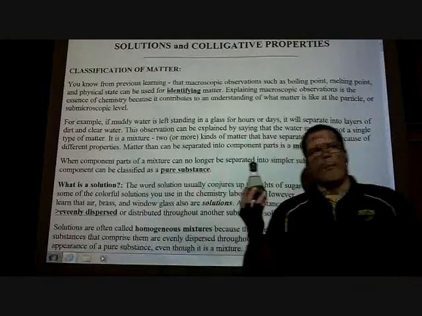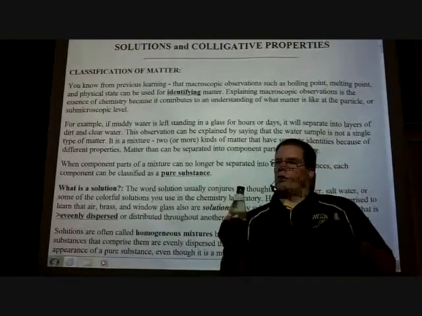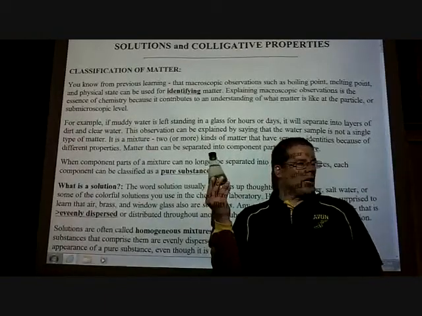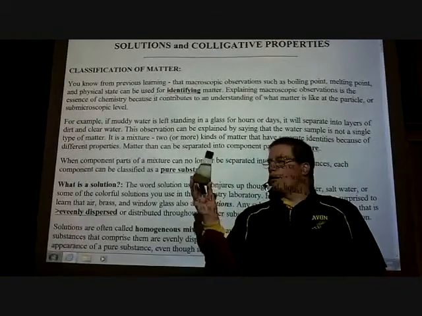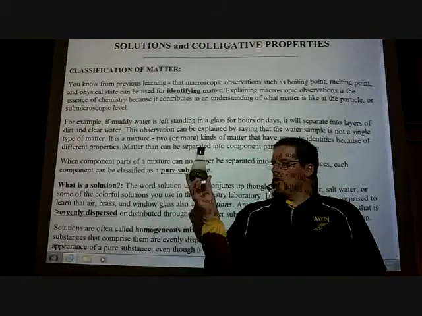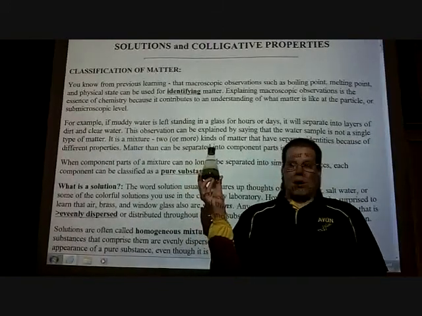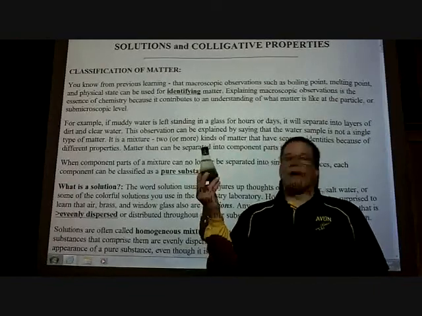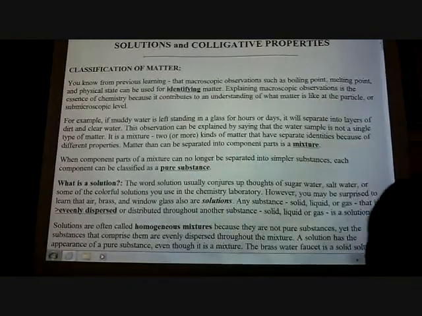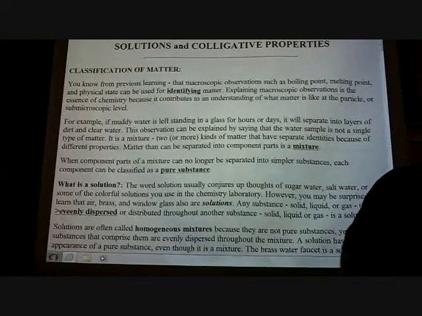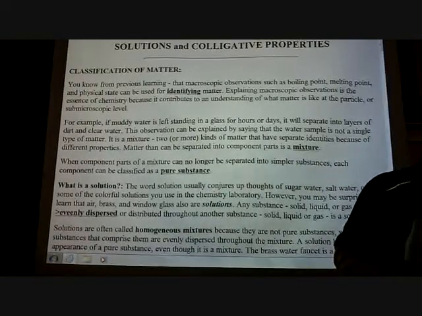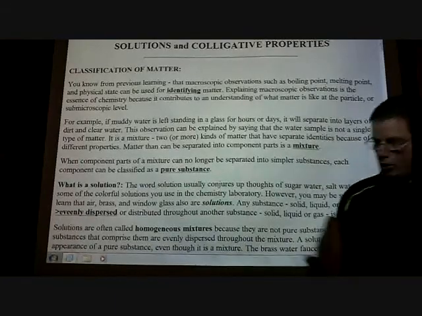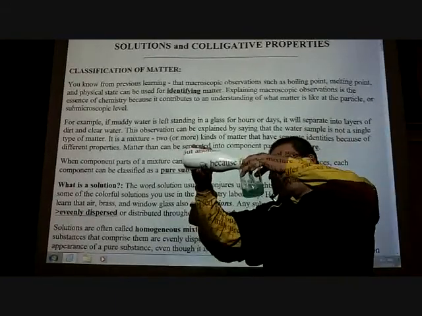Kind of, yeah. Also, when we talk about solutions, things are evenly dispersed throughout. And I don't have to do anything to get those particles to be evenly dispersed. So as I look at this, are all the things evenly dispersed throughout? No. So this is by definition a mixture, or a heterogeneous mixture. You can see the different layers in this formation. Correct.